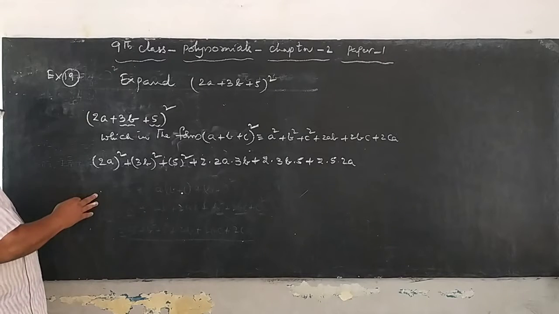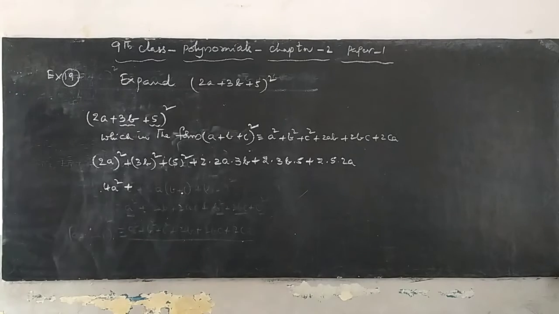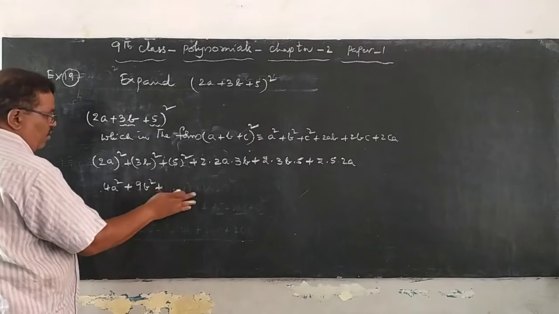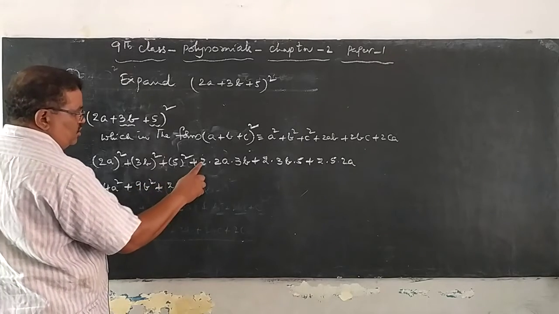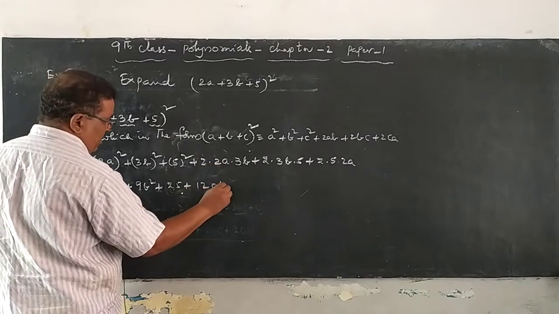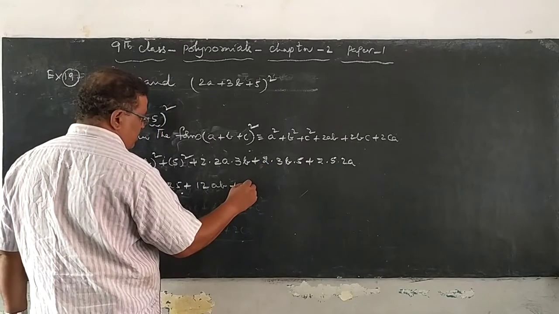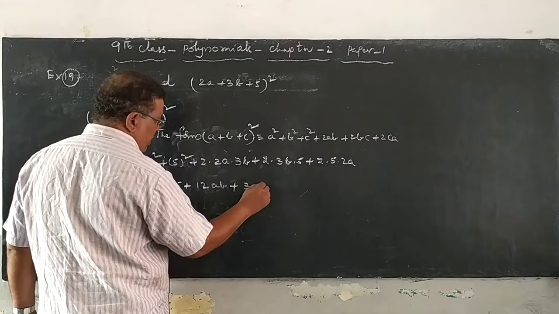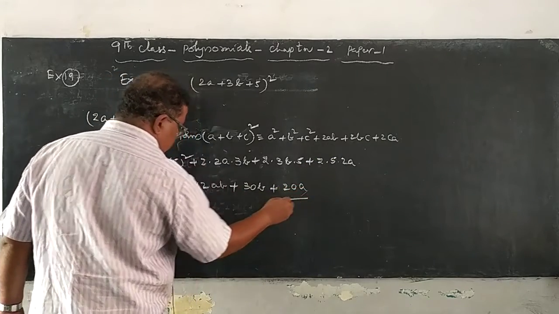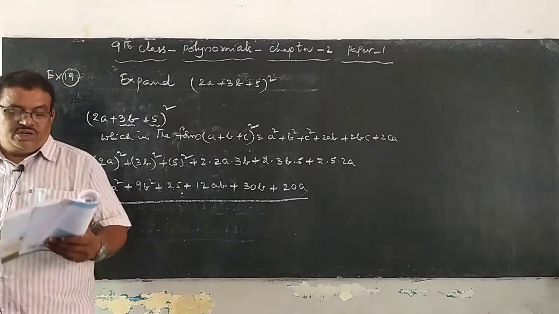(2a) whole square means how much, children? 2a into 2a, that is 4a square. (3b) whole square means 3b into 3b, that is 9b square. 5 whole square is 25. 2 into 2a into 3b: 2 twos are 4, 4 threes are 12, so 12ab. And 2 into 3b into 5: 2 threes are 6, 6 fives are 30, so 30b. Plus 2 fives are 10, 10 twos are 20, so 20a. This is the expansion of (2a plus 3b plus 5) whole square, children.